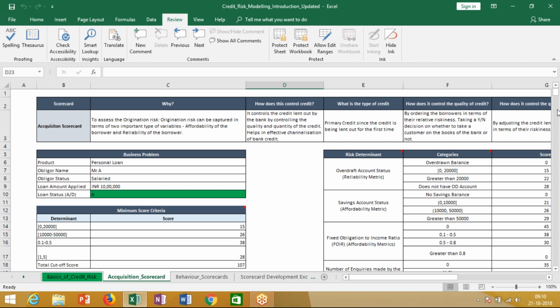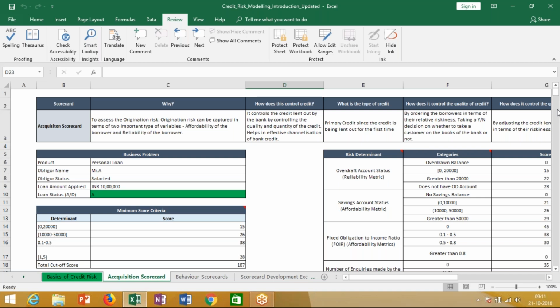The challenges come when we try to reach the final set of variables or the final set of categories, the data challenges and everything. One major challenge associated with acquisition scorecards is that they contain an accepted population as well as a rejected population. And for the rejected population, you don't have the outcome.